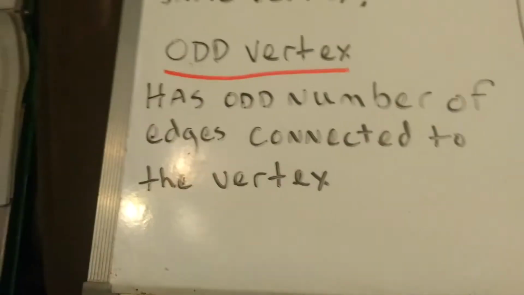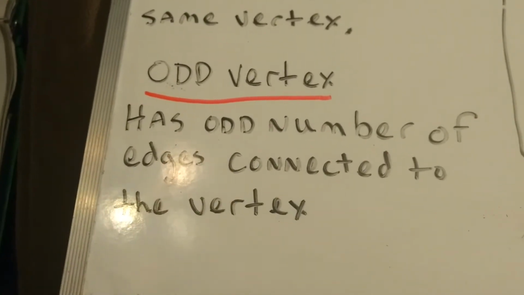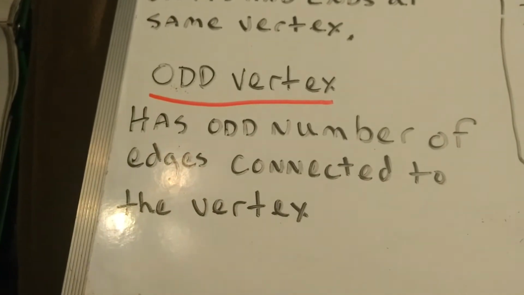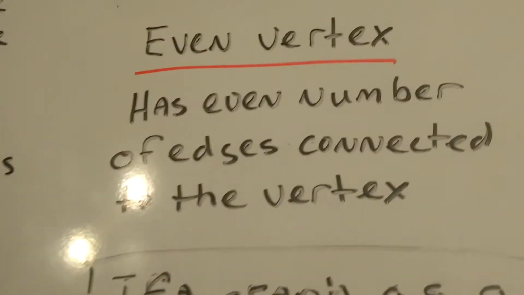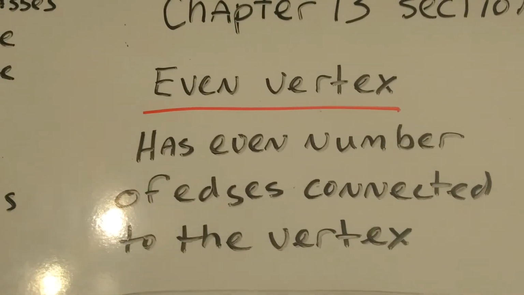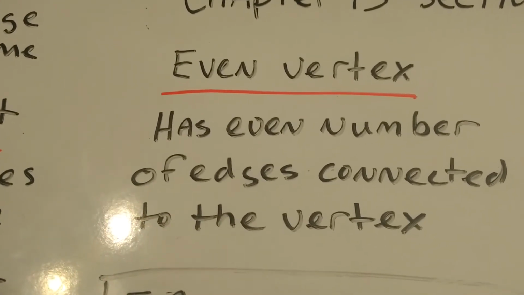An odd vertex has an odd number of edges connecting to the vertex. So it's going to have an odd number of lines connected to it. An even vertex is going to have an even number of edges connected to the vertex, an even number of lines. This is going to become important when we look at Euler's theorem.